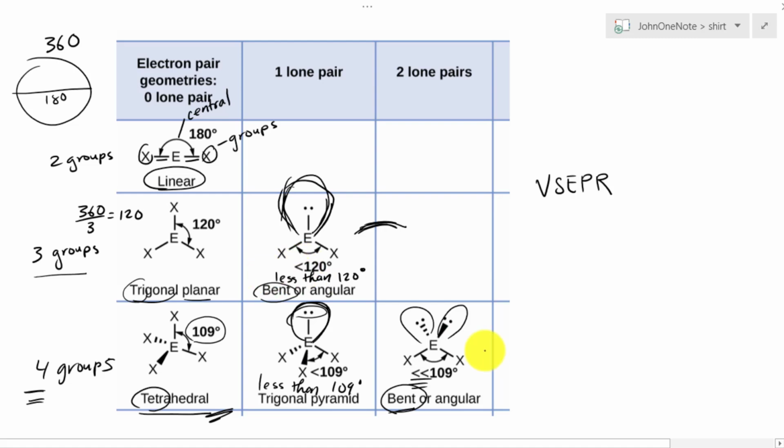And try to imagine this when you determine the shape of molecules, okay? And that is all you need to memorize about the shape of molecules, based on the VSEPR theory.